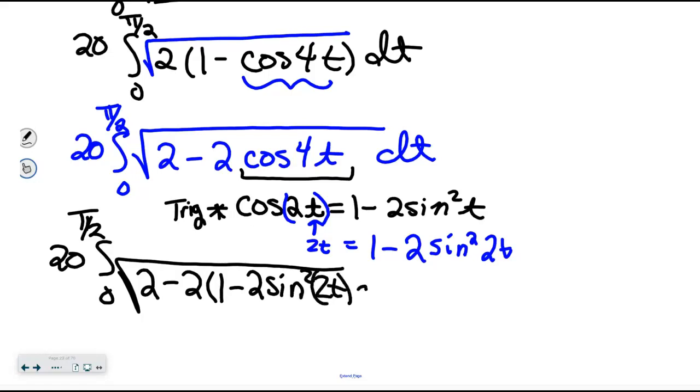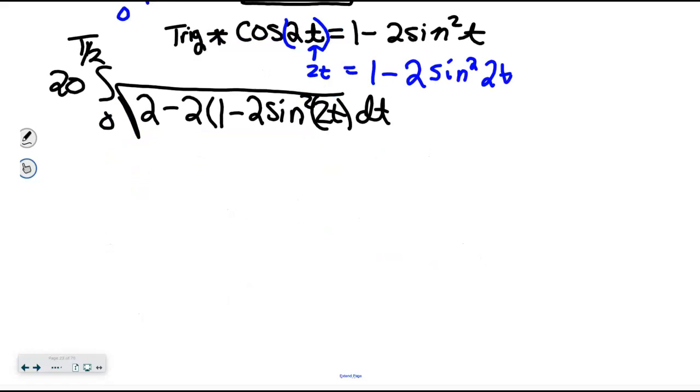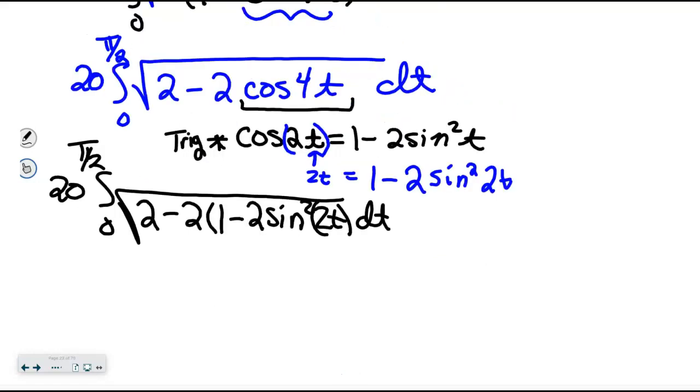This is good stuff. You guys are listening. This is good. Try it. All right, so yeah, I'll pull points just so I'm not going too fast. But my trig identity turned my cosine 4t into this, and I just substituted it back in. Watch what happens. Are you ready?